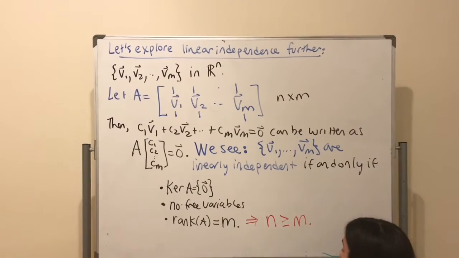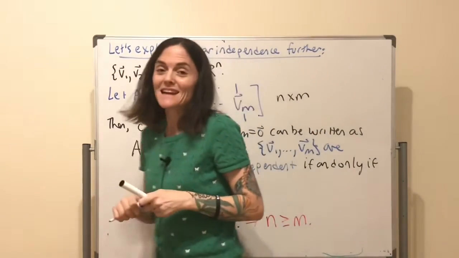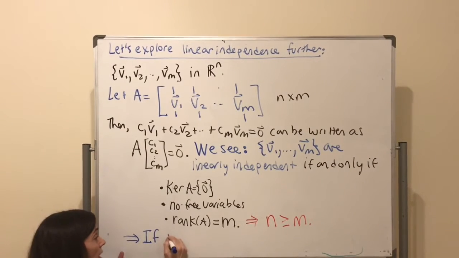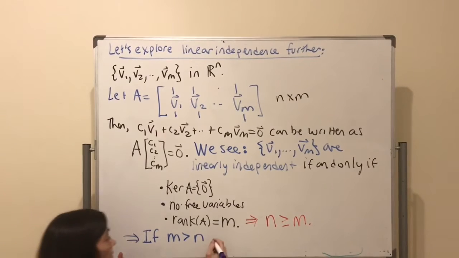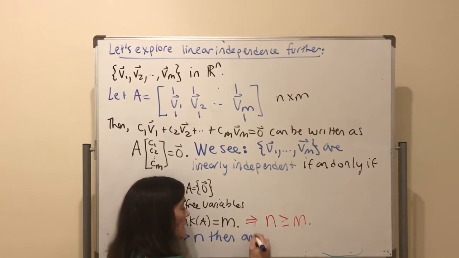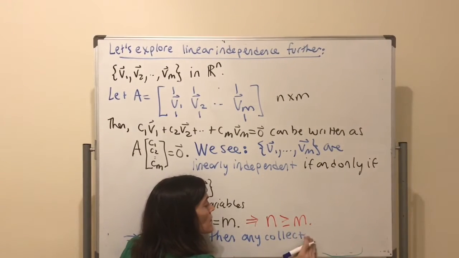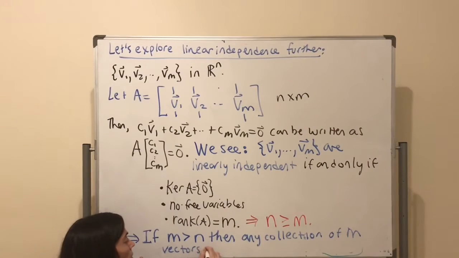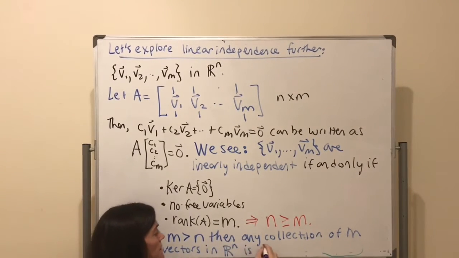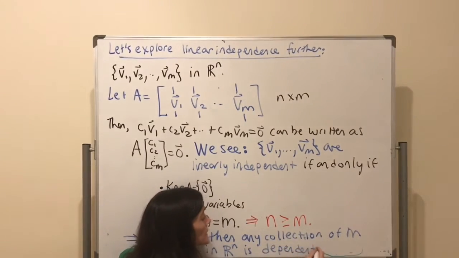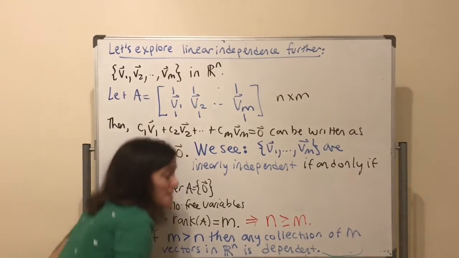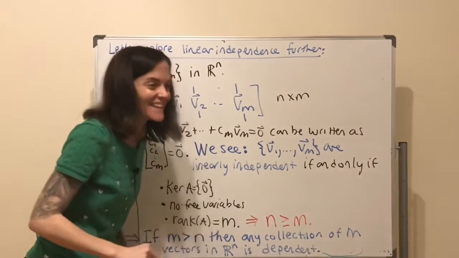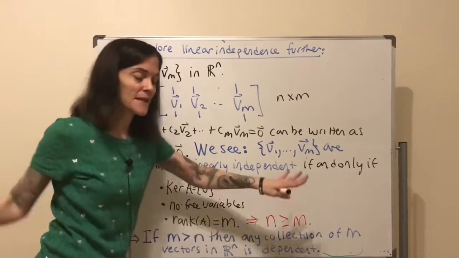And so this is a nice conclusion, and I'll mention it again when we do some examples. Immediately we get the following: if m is bigger than n, then any collection of m vectors in Rn is linearly dependent. So the largest number of linearly independent vectors you could possibly have in Rn is n. If you have n plus 1 vectors in Rn, immediately linearly dependent.